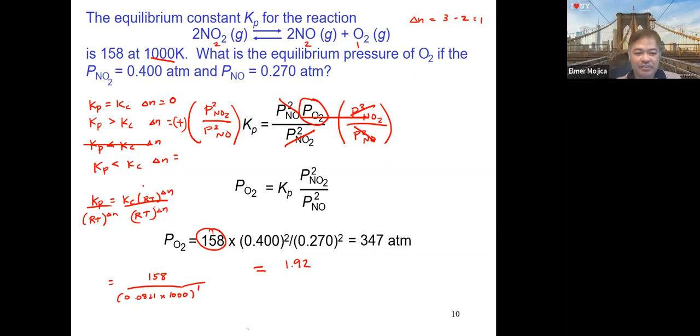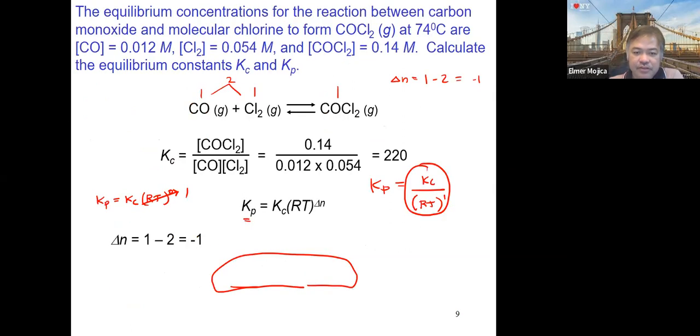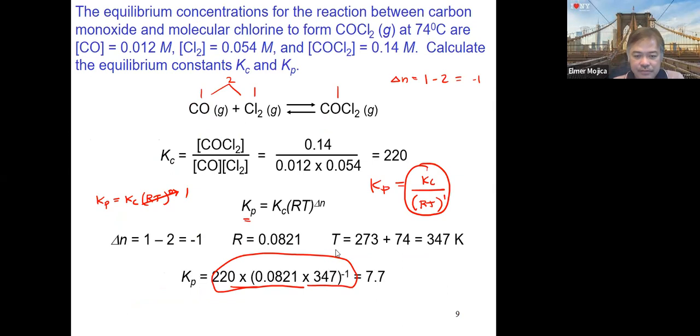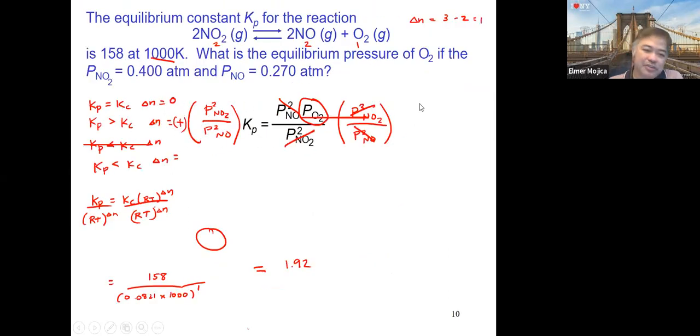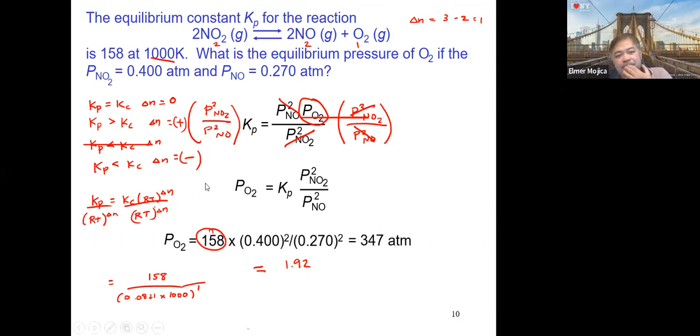Now, when does this thing happen? So I think we have a condition, the previous one. So look at here. You have a Kp and a Kc. So the Kp is what? 7.7. And the Kc is 220. So this is a condition wherein we have a negative value of delta n. So we could say Kp is less than Kc when delta n is negative. Okay? Questions so far? Tanong?